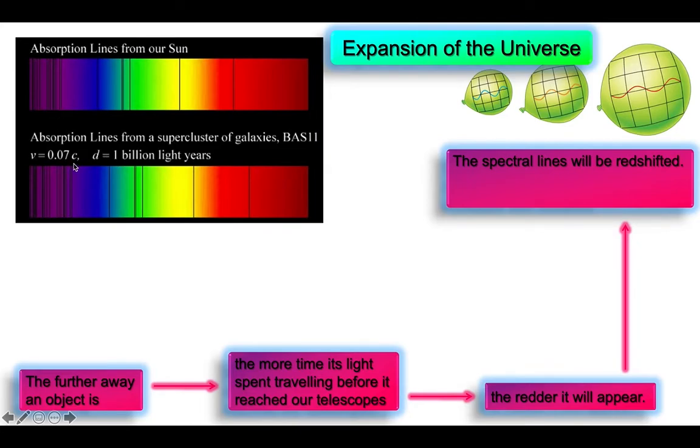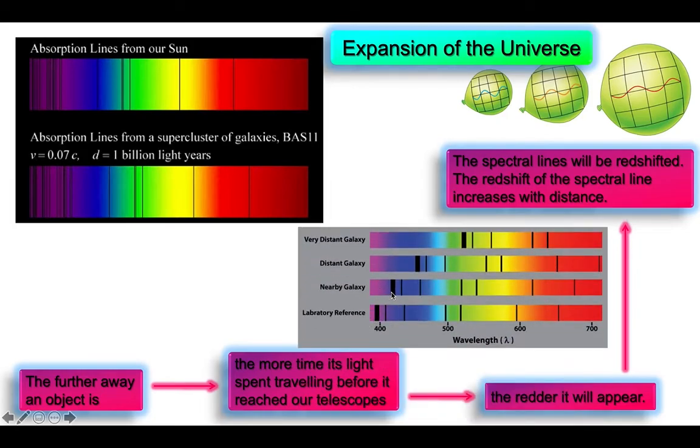The universe has expanded, so the wavelength of those particular colors of light has shifted more towards the red. So this redshift of the spectral line will increase with distance. A nearby galaxy, the light didn't need to travel for too long before reaching us, so that light will only redshift a little bit. While a very distant galaxy, that light has been traveling for a long, long time, so that light will be very heavily redshifted by the time it reaches our telescopes.